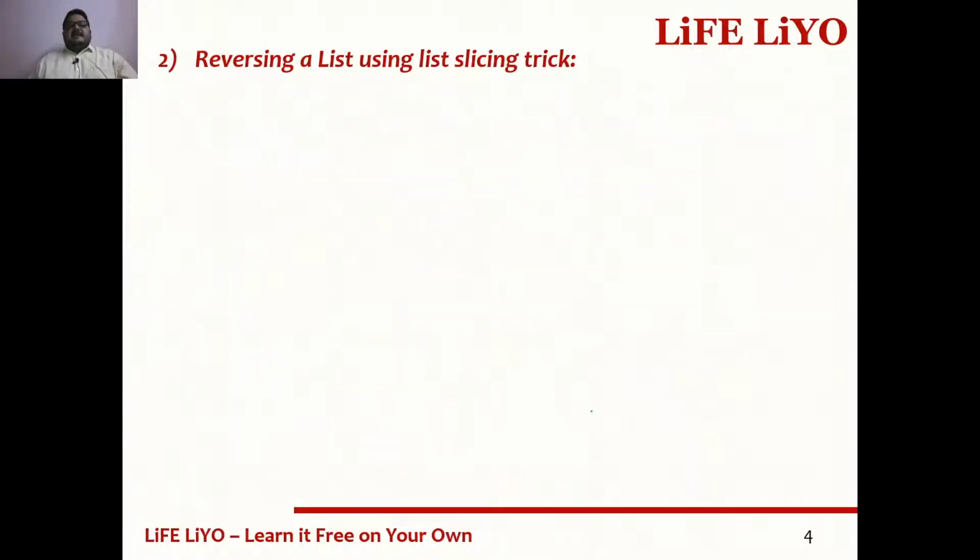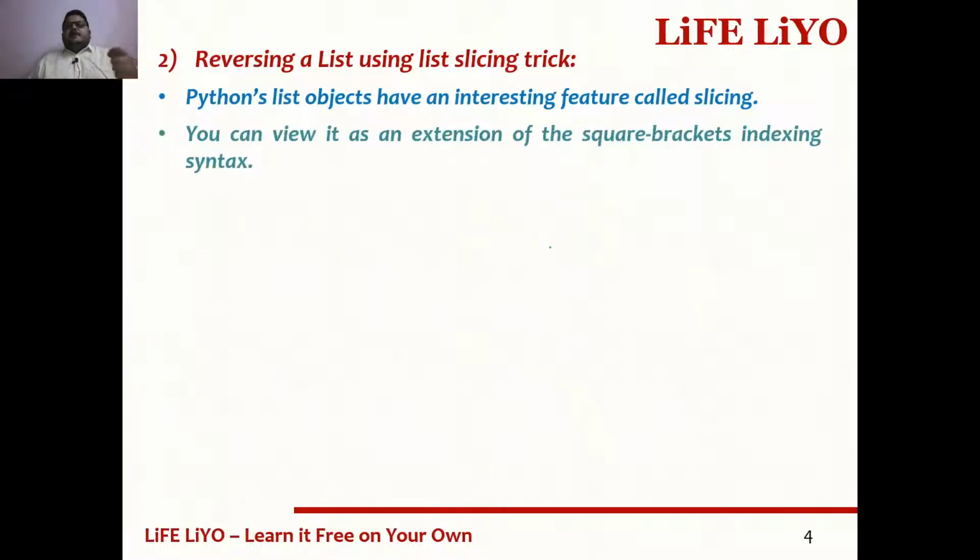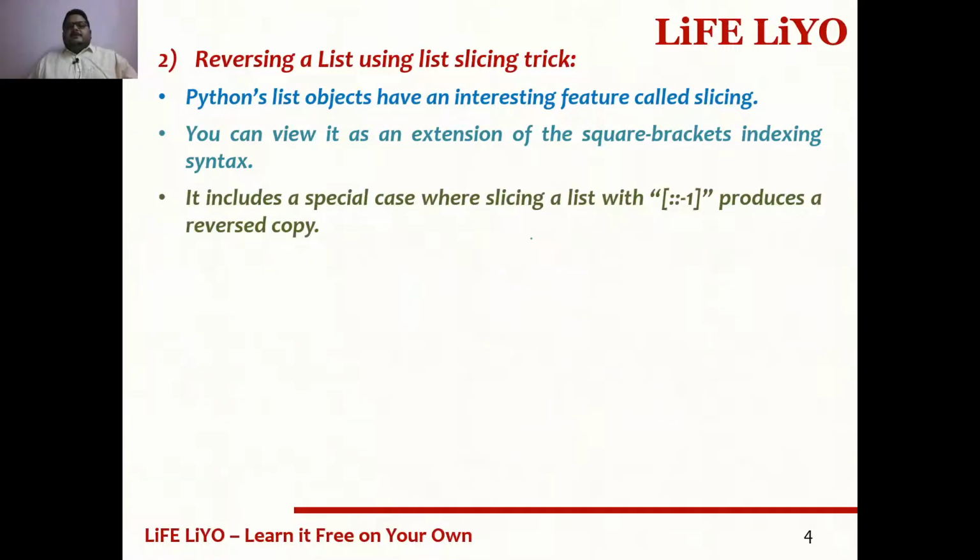Next, reversing a list using the list slicing trick. In the previous slicing video, we saw how to slice a list in multiple ways. By using a trick in that slicing, we can do the reverse. Python's list objects have an interesting feature called slicing. It is an extension of the square braces indexing syntax. So when you slice a list without any starting index or stopping index, simply with step size as -1, it is going to produce the reversed copy.